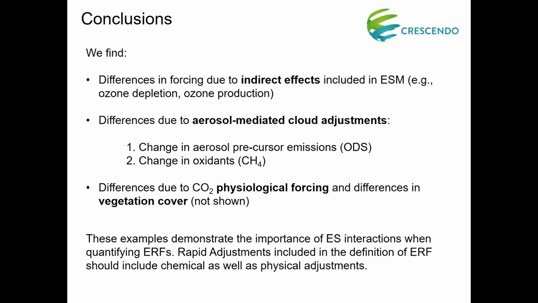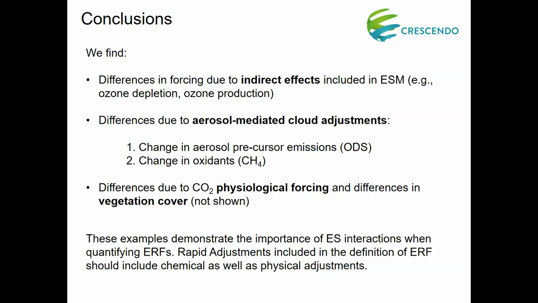Although I didn't show anything here on CO2 forcing, we also see that there are differences in the CO2 forcing between the physical model and the Earth system model. Part of that is due to the inclusion of a physiological forcing in the Earth system model. That's the response of vegetation to increased atmospheric CO2. But we also saw differences in the albedo effect between the two models. And this is related to differences in vegetation cover, where in the physical model vegetation is prescribed, whereas in the Earth system model it's modeled dynamically.